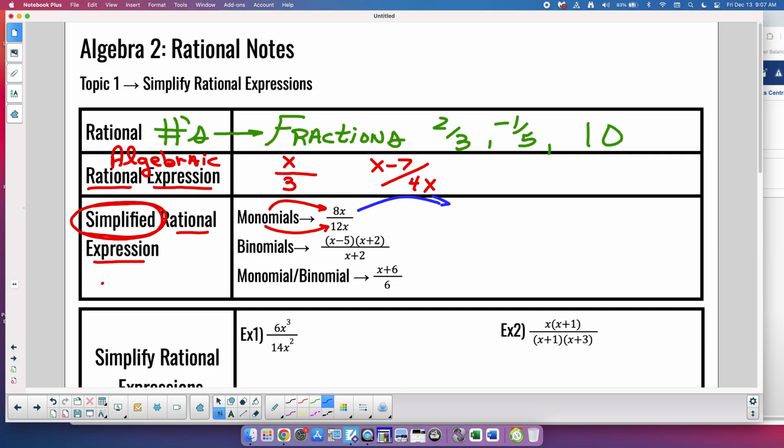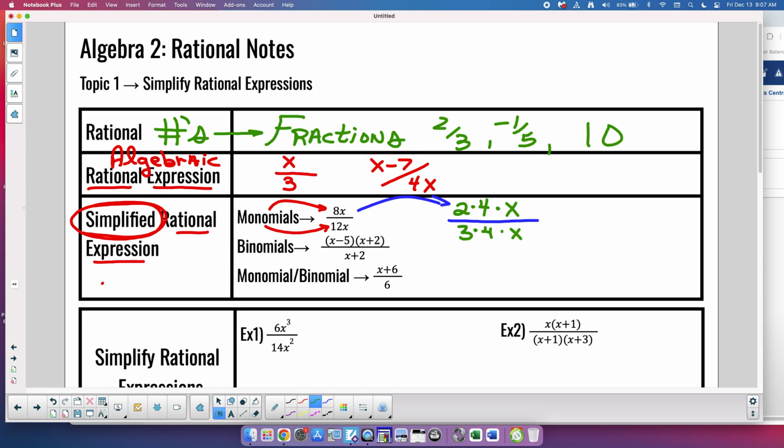Okay, 8x over 12x is really, if I do it the long way, guys, and I just do it the long way because these are your notes and I want you to see this. 8 is really 2 times 4, and then times x. And then this one is 12x, which is really, okay, you could do 2 times 6, but I'm going to try to use the 4. 3 times 4 times what?